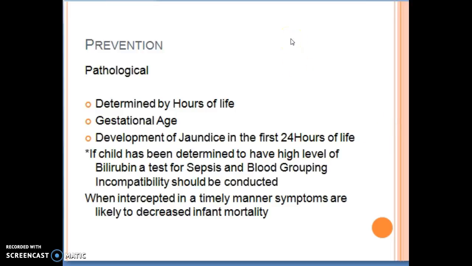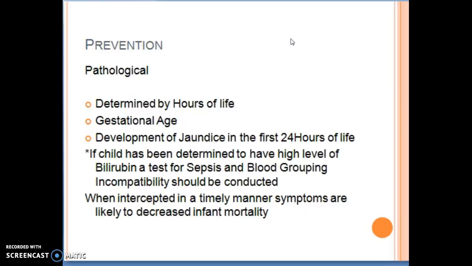When speaking on pathological conditions and prevention, 3 rules is gestational age. It's always good to look at that. A child can have jaundice and be 4. That does not mean they have hyperbilirubinemia. It is determined by the hours of life. Usually, if the child is born between 32 to 36 weeks, which is considered preterm, has jaundice for more than 24 hours, less than 48, and usually low birth weight. Those are the things that are looked at.